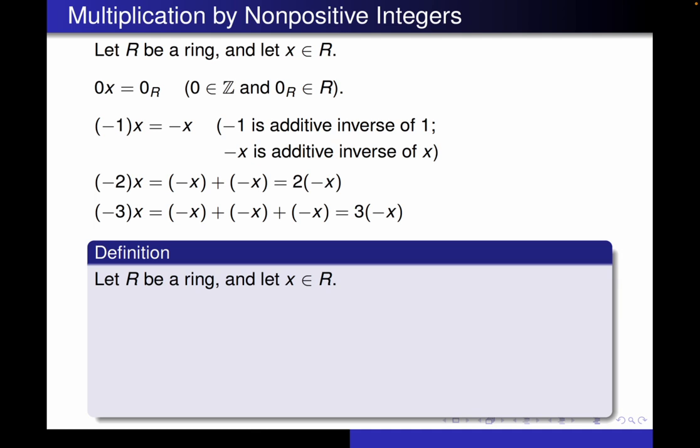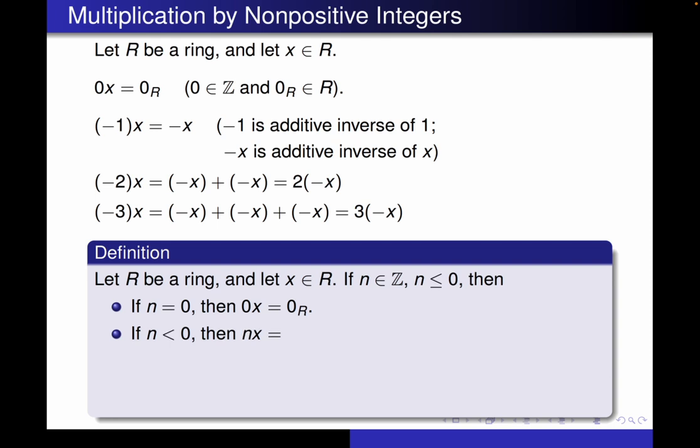If R is a ring and x is an element of R, we define for any n in the integers where n is less than or equal to 0, that if n is equal to 0, 0 times x should be the 0 element of R. If n is less than 0, then n times x equals, well, this is going to be a little bit of a tongue twister here, because remember that n is a negative number, so think of n as being like -1 or -2 and -3 above. The first thing we did was turn that into a positive number by taking its negative, so n is a negative number, -n is a positive number, and then we multiplied that by -x.